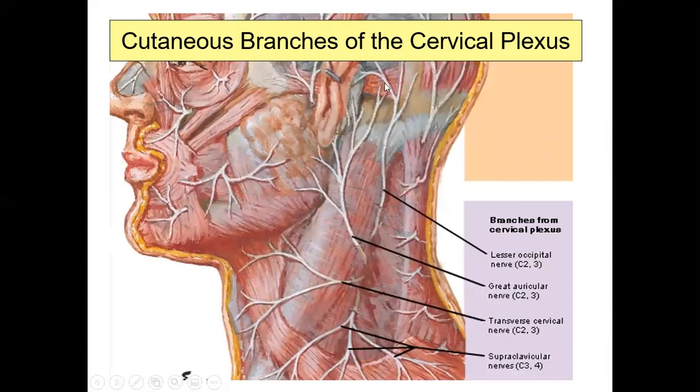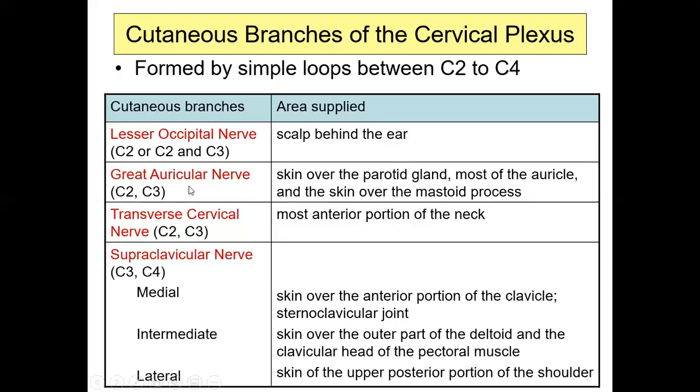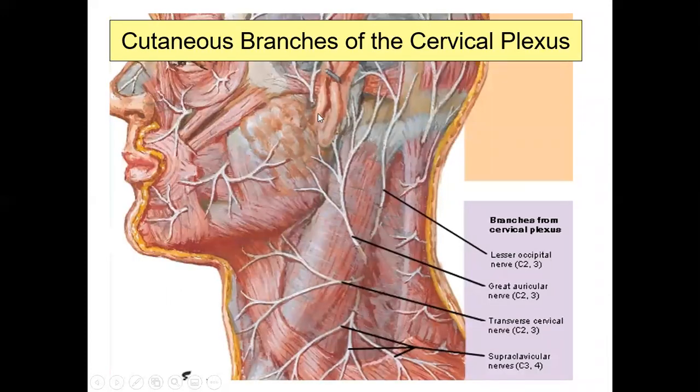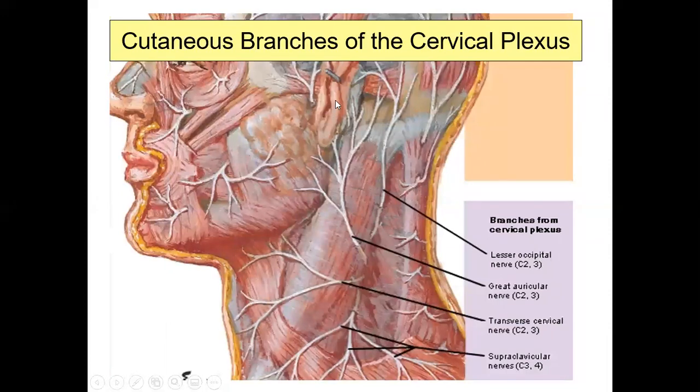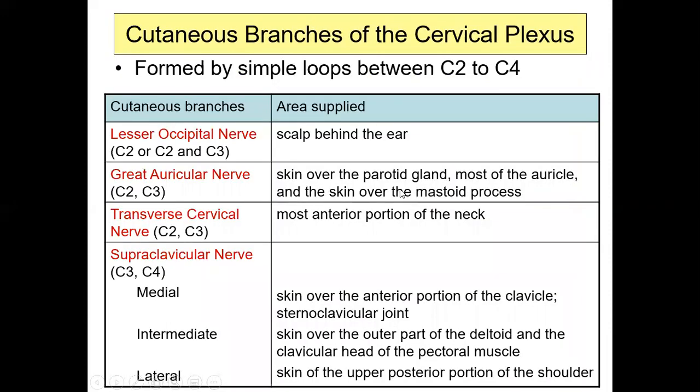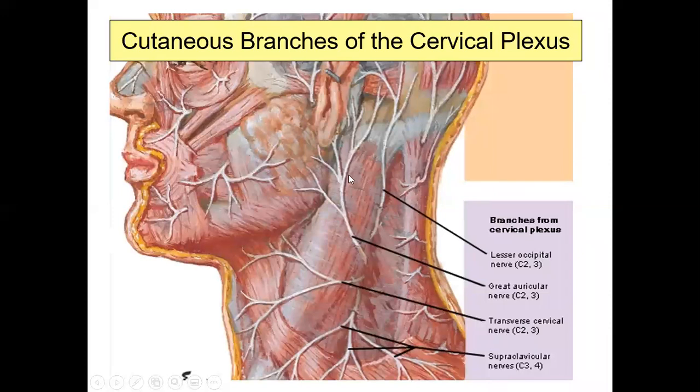You can see here, behind the ear, the great auricular nerve, which supplies the skin over the parotid gland. Most of the auricle of the ear is also supplied by this great auricular nerve, and the skin over the mastoid process. This is the area of the mastoid process.